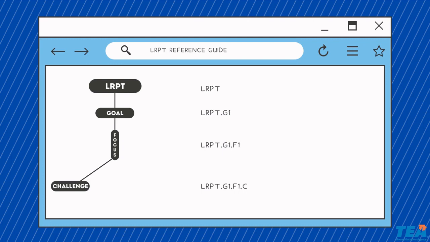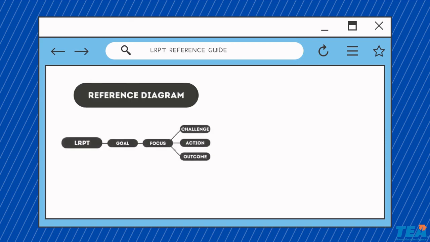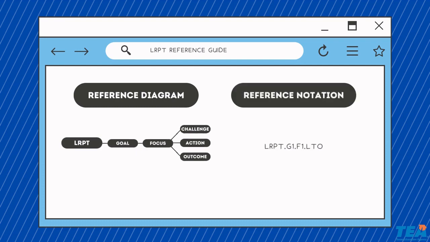This could be either the challenge, indicated with a C, one of the actions, indicated with an A and the number, or the short-term or long-term outcome, indicated with either STO for short-term outcome or LTO for long-term outcome. Look for the reference diagram and reference notation in the corner of the slides throughout the video.